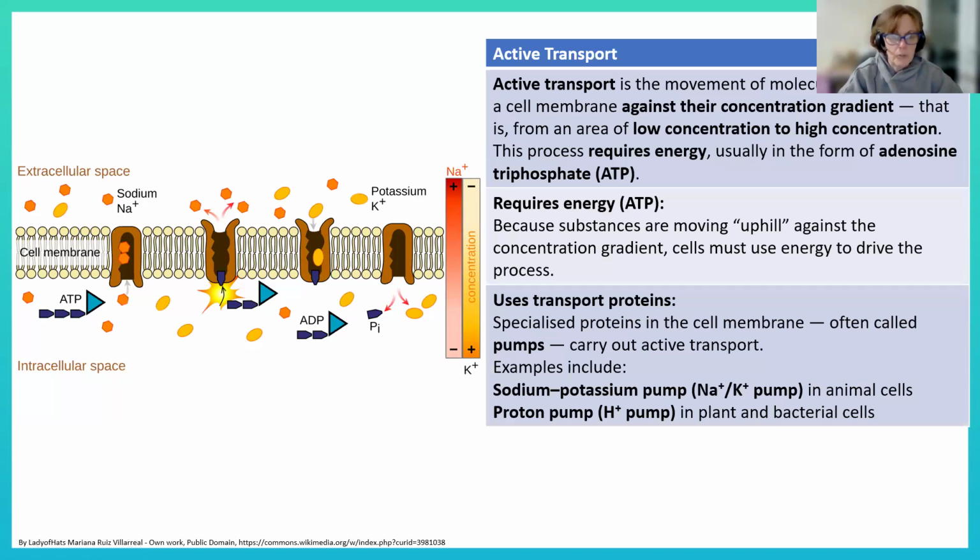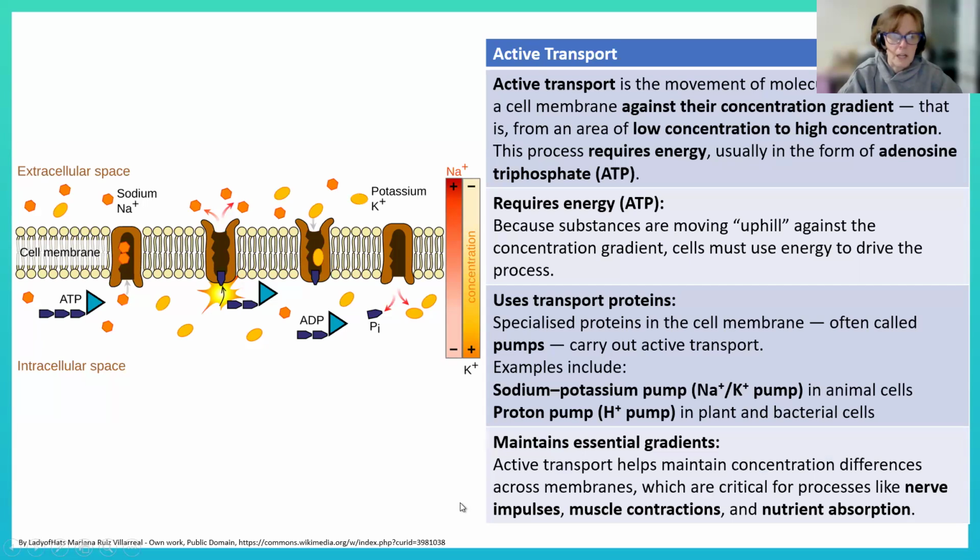So how do we do this? Well, we use transport proteins. You can see these transport proteins in this membrane here. We often call them pumps because they work a bit like a pump. There's one called the sodium-potassium pump in animal cells, and there's a proton pump in bacterial cells and plant cells, but we won't worry about that too much. So we have this sodium-potassium pump that helps to move things across the membrane.